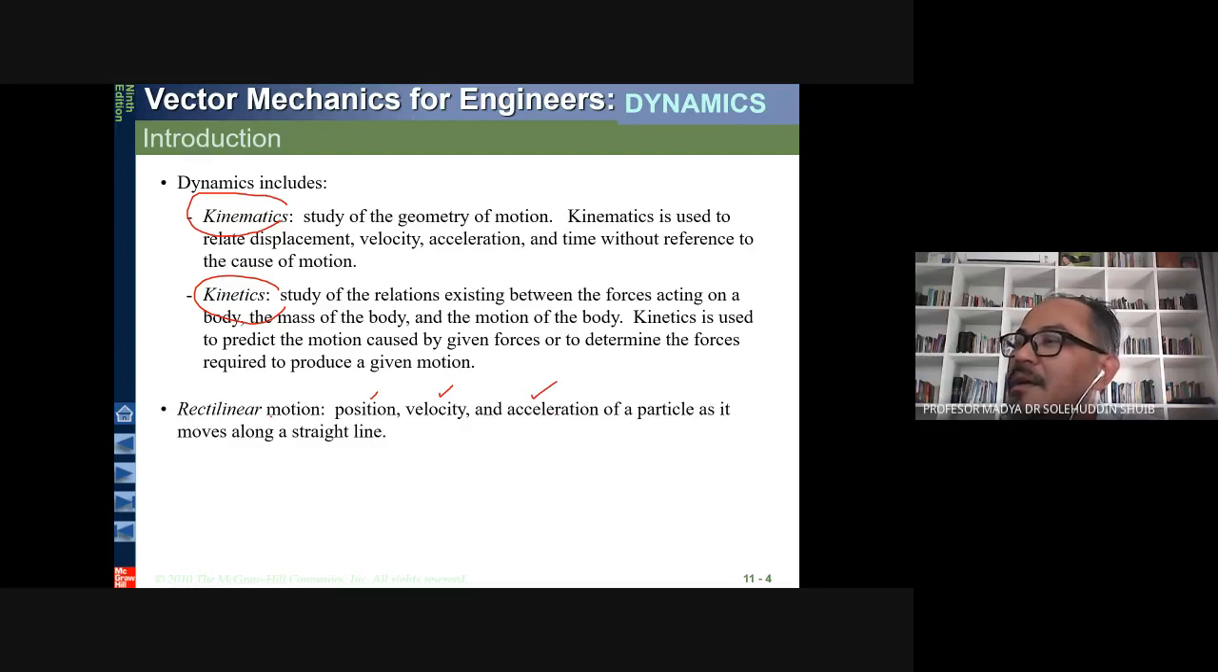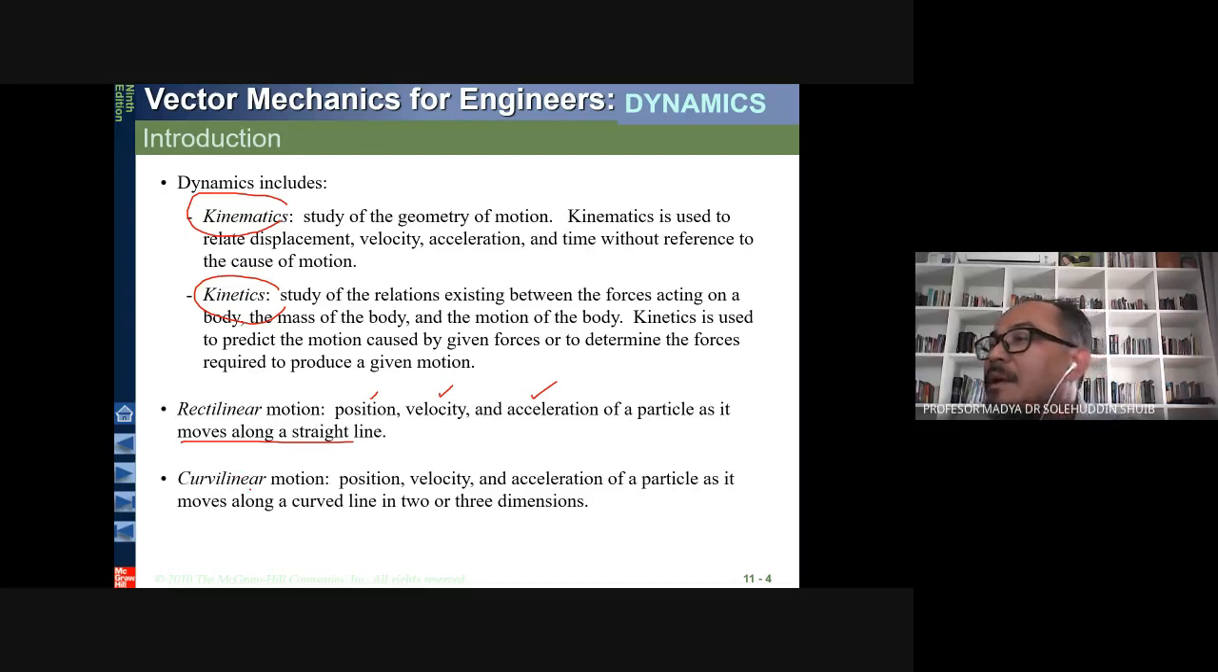Rectilinear motion is as it moves along a straight line. Another one is curvilinear motion. The keyword for curvilinear motion is a curved line, so a particle moves along a curved line, in 2D or in 3D.